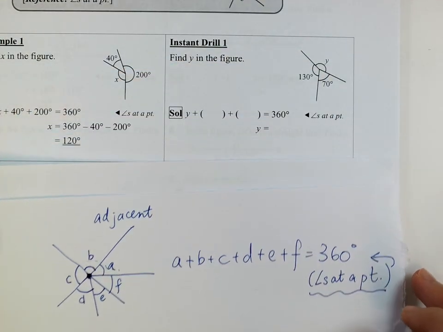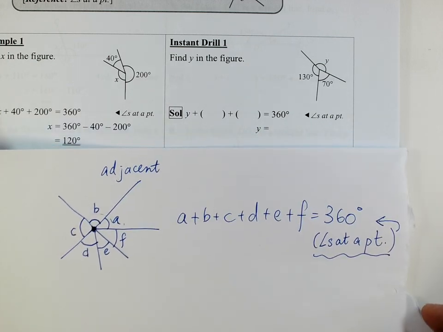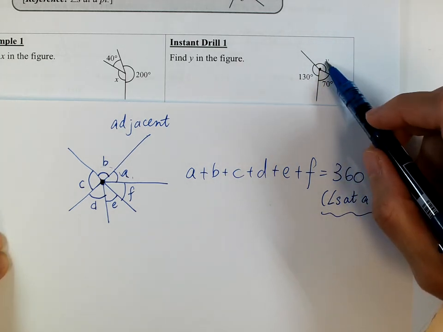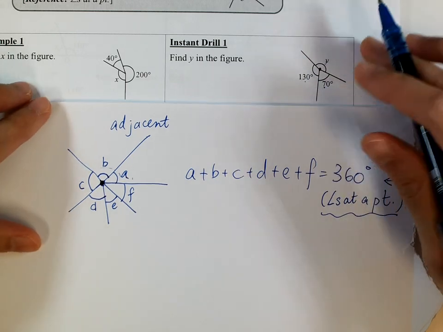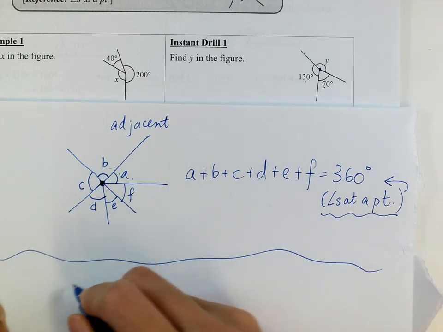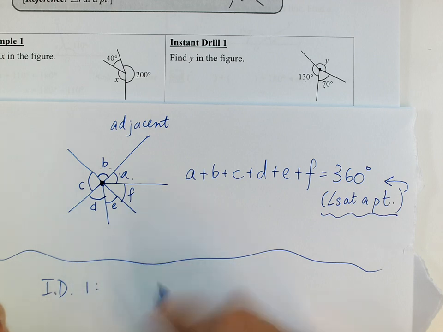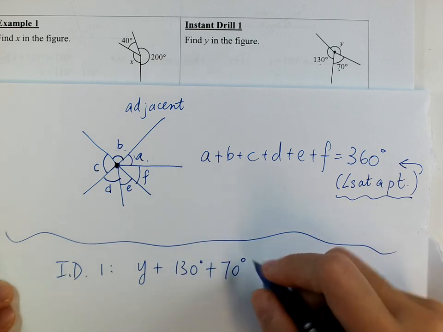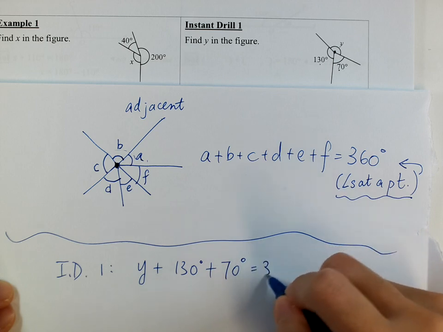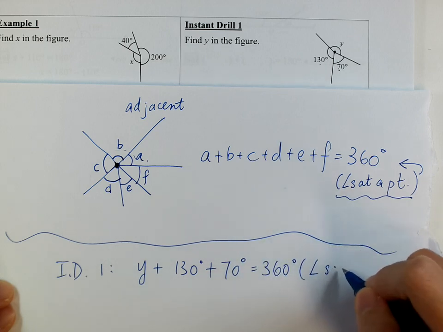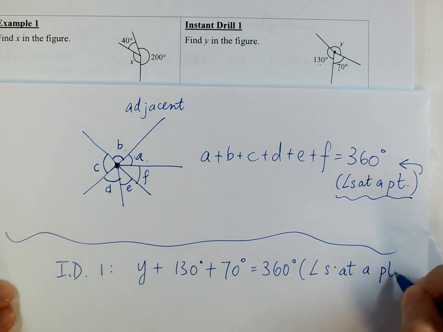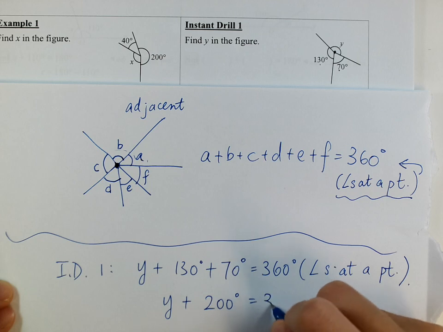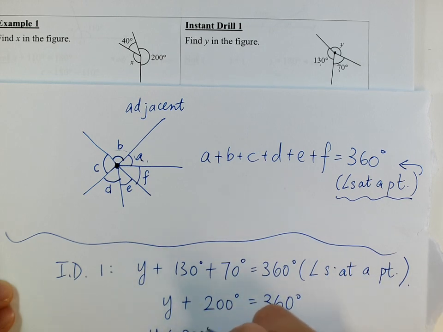Let's try the instant drill 1 in the notes on page 1. Here we have three angles at a point: y, 130 and 70. So we can write it this way. For number 1: y plus 130 plus 70 equals 360. Please remember to write down the reason, angles at a point. So y plus 200 equals 360. Then you can solve the value of y.